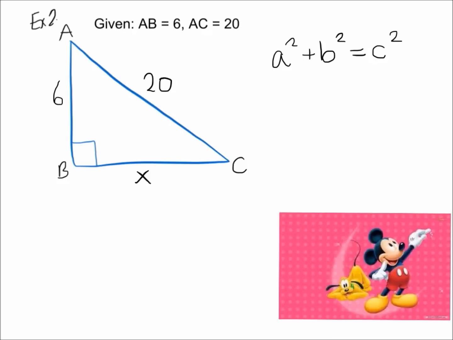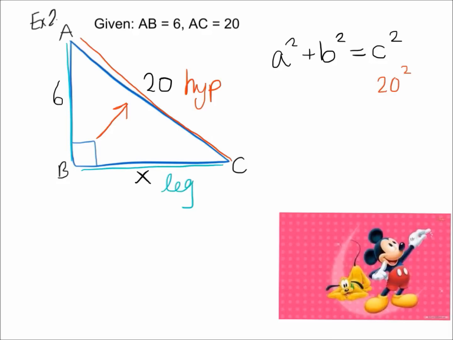Now I know my values are there, but the first thing I always should figure out is where are my legs and where's my hypotenuse. Across from the right angle is my hypotenuse. That means that AC is my hypotenuse, or 20. So I'll go ahead and input that value. I'll be squaring it. My two legs are perpendicular. That's a leg, and that's a leg. That means that 6 squared plus x squared should equal 20 squared.